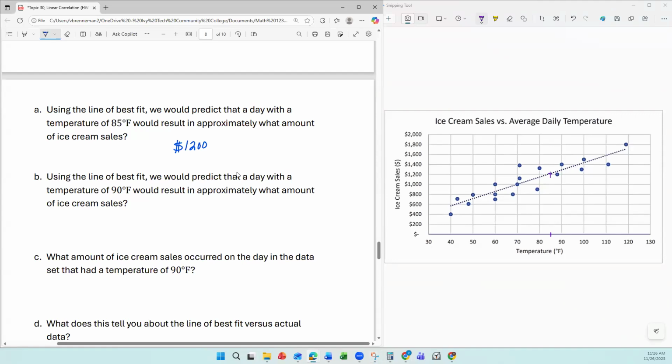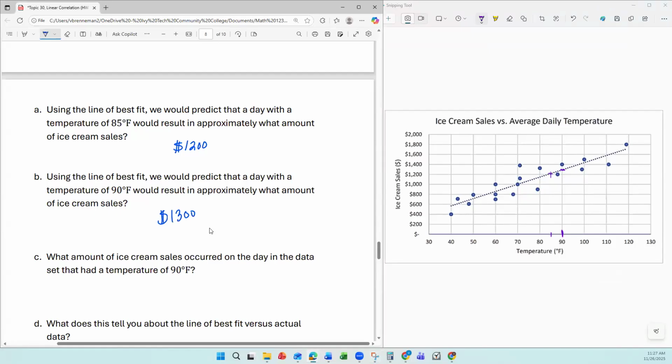So using the line, still using the line of best fit. What about for 90? Now I'm looking at 90 on this line. And again, it doesn't matter if there's a data point. I'm just looking at the line of best fit. So make sure you use whichever it says. That would be about 1300 according to the line of best fit.